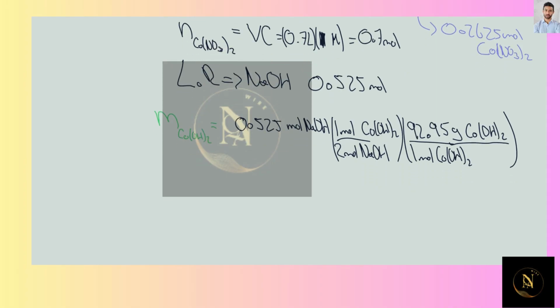So, upon doing these operations, we're going to find that the mass of cobalt hydroxide that will precipitate is equal to 24.399 grams, which is essentially 24.4 grams.